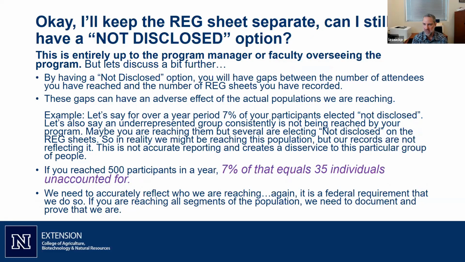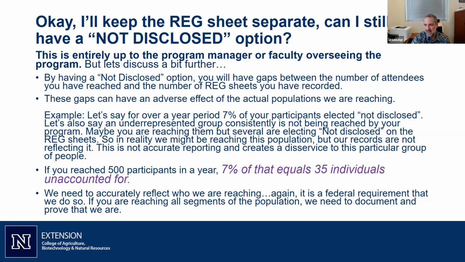And I encourage everyone to talk with program managers, talk with your faculty. But let's say you have it on there. So you have 2 genders, 2 ethnicities, 5 races, and you want to have a do not disclose option. You have to keep track of that. Let's say, for example, 7% of your participants elect not to disclose. Out of 500 participants, 7% equals 35 individuals that didn't disclose and are not accounted for.